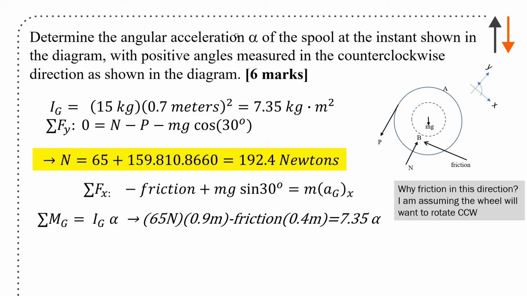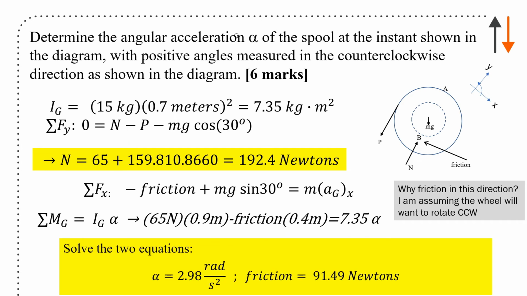You don't really need this. And I just want to highlight this. This is a question I often get during lecture and on the various discussion boards, Piazza in the past. I don't know what we'll be using this year. But why did I choose this direction? Because I assume that the wheel will start to rotate counterclockwise because of that force, and that alpha is going to be acting in that direction, and I'm putting friction in that direction.